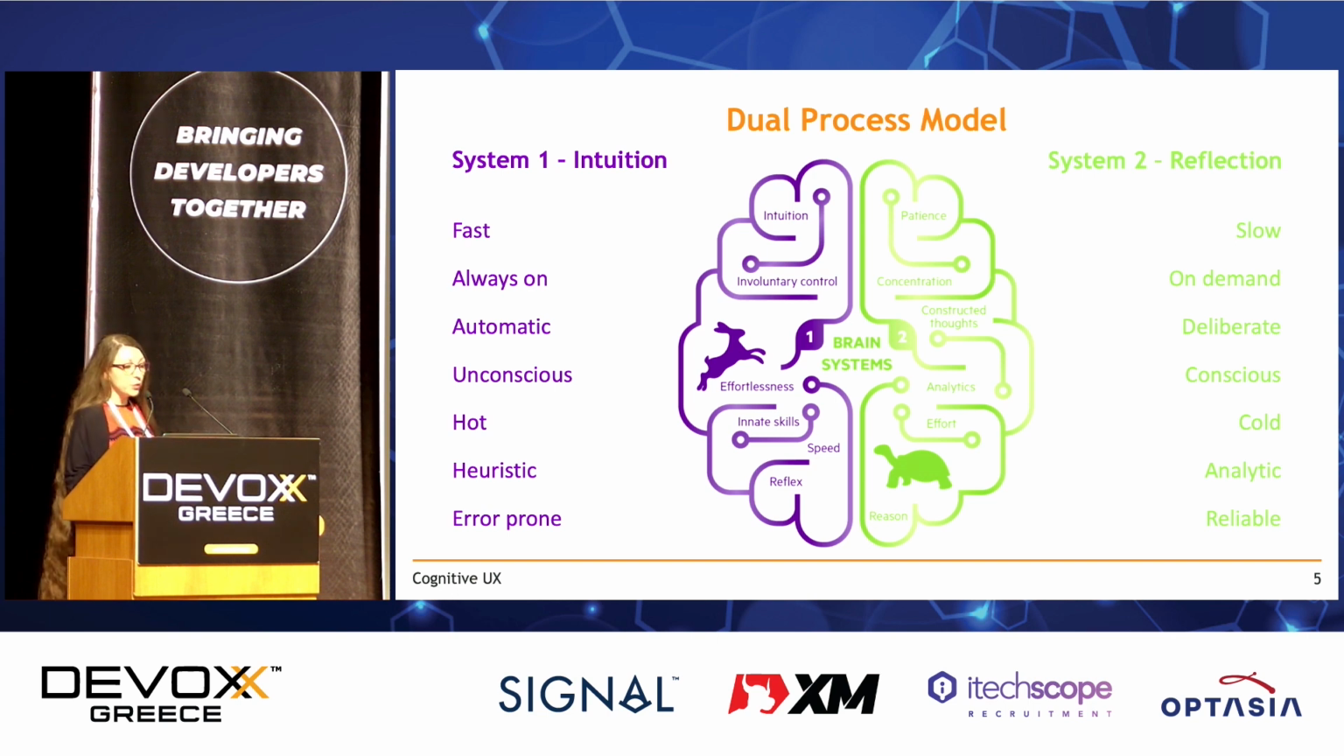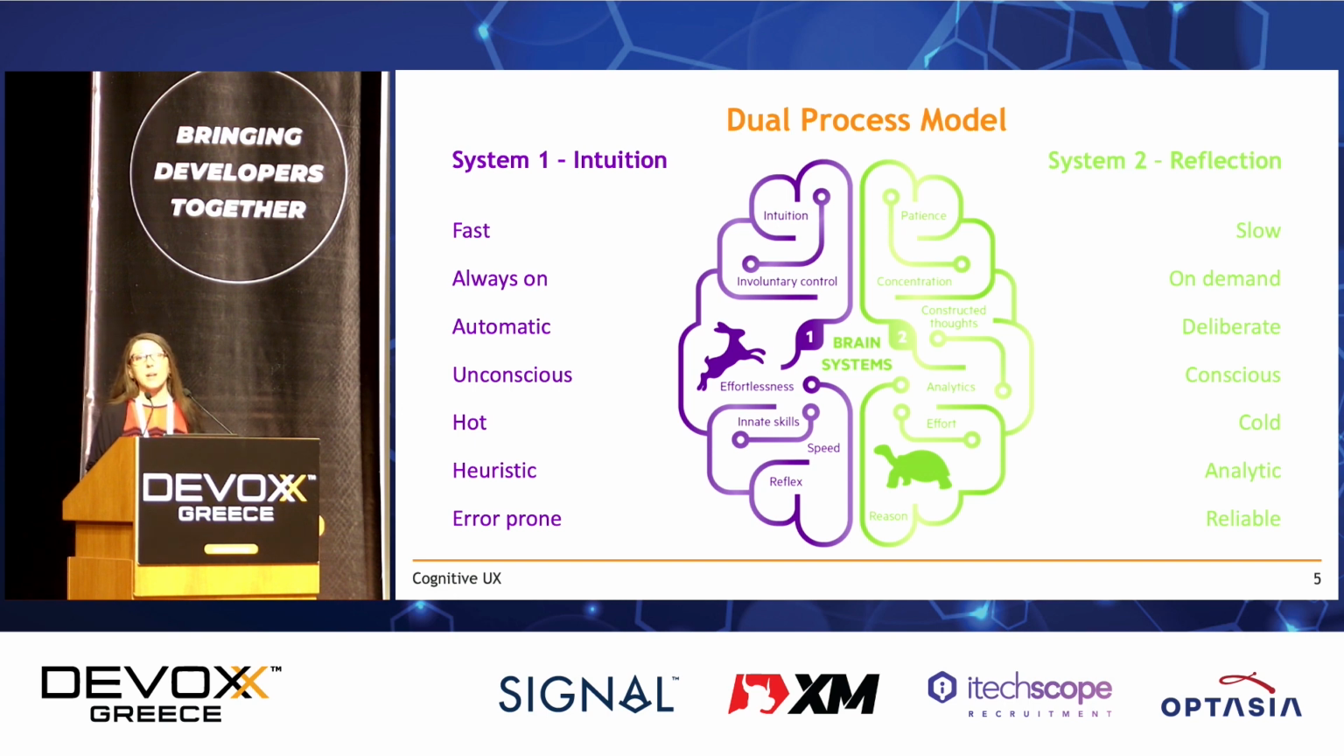System one, or intuition, is super fast. It's like our autopilot. It is always on, it is automatic, it is unconscious, and it is also hot, in the sense that it's subject to emotions. And also, it's using heuristics in order to take these split-second decisions. And that's why it's also a little bit error-prone.